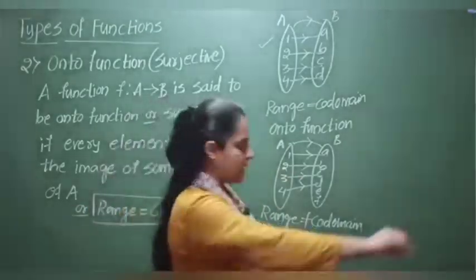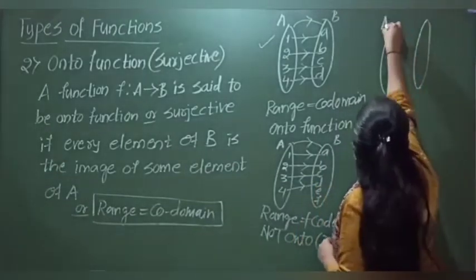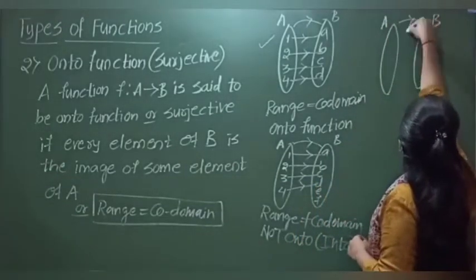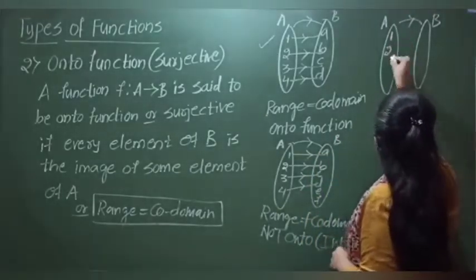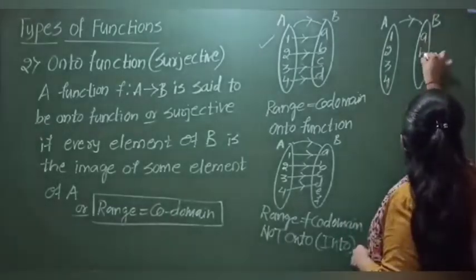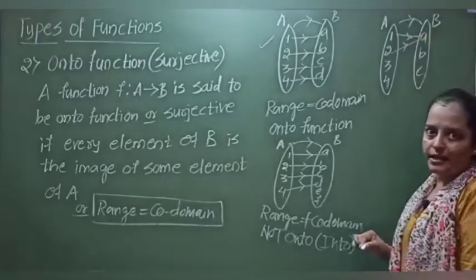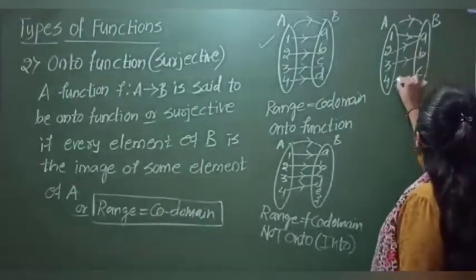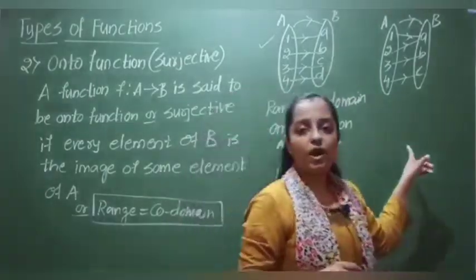So I'll take another example, another function from set A to set B. Set A has elements 1, 2, 3, 4 and set B has elements a, b, c. 1 is related to a, 2 is also related to a, 3 is related to c and 4 is related to c. And now we'll think, is it onto function?